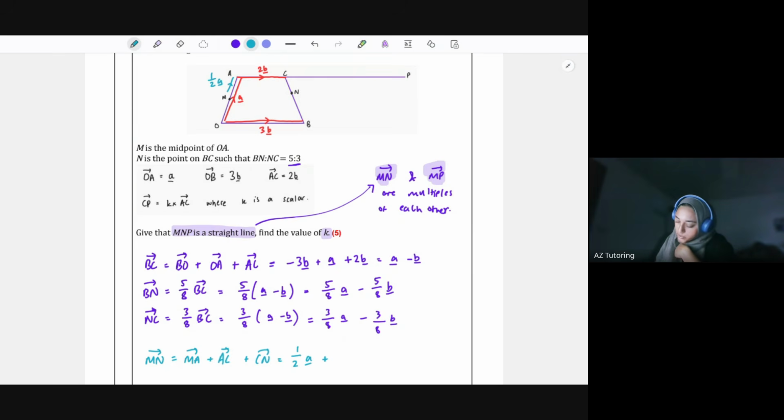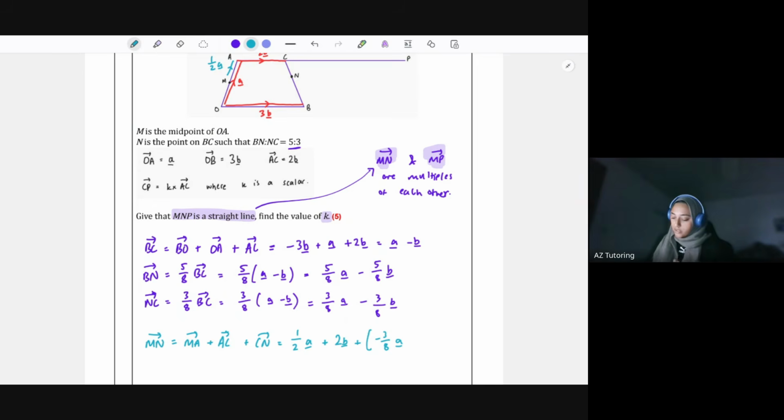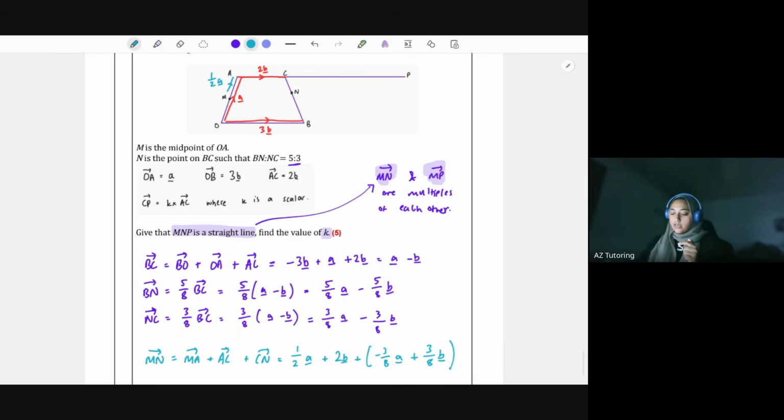And then we've got AC, which we know is 2B. And we've got CN, which we don't know, but we know NC, we worked out, is this. So that means CN is just going to be the opposite sign. So I'm going to change the signs. It's going to be minus 3/8 A, and then minus minus, which becomes plus 3/8 B. So I've changed the signs because it's CN, but I've worked out NC, so it changes the signs.